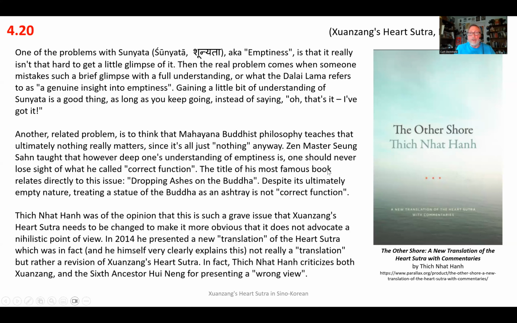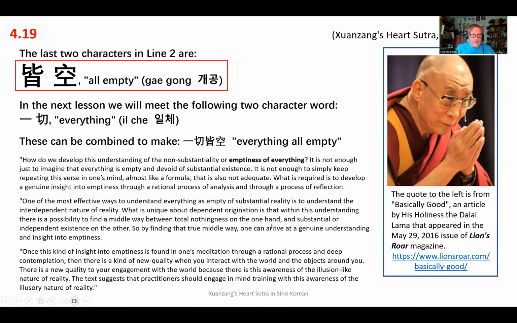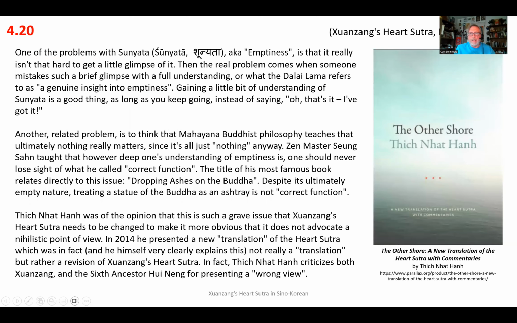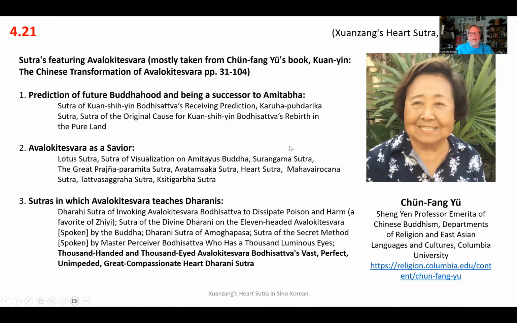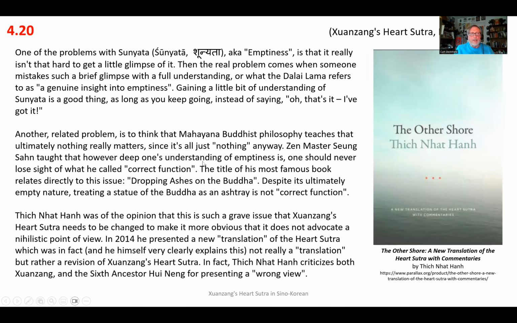My teacher's teacher, Zen Master Sung San, who is a Korean Zen master, was also very concerned about this. Let's see, I think I mentioned that on, is it on this slide here? Oh yeah, here it is. Zen Master Sung San taught that however deep one's understanding of emptiness is, one should never lose sight of what Sung San called correct function.